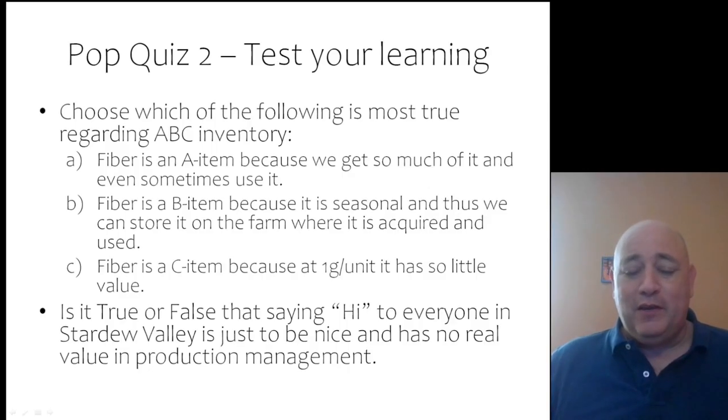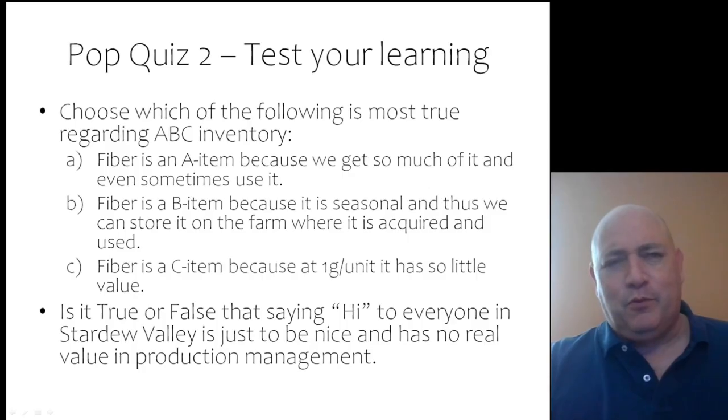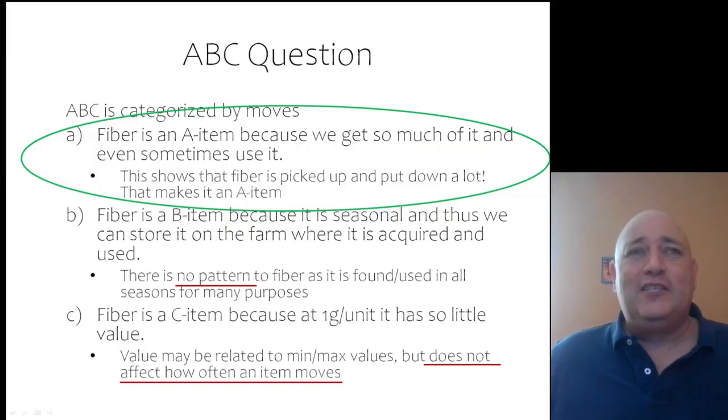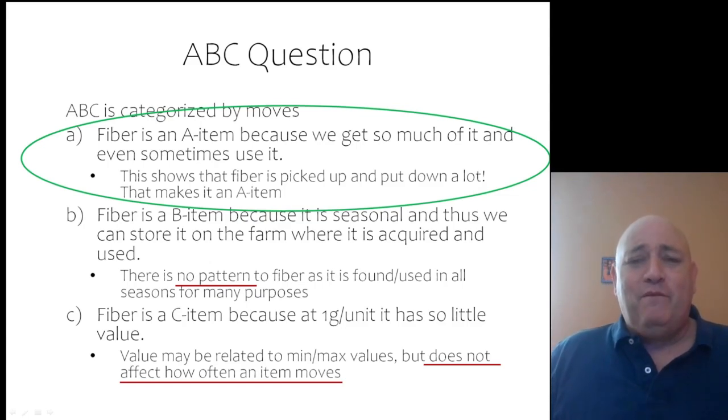So you probably have an opinion on this. I will get to the solution and the discussion. The discussion is more important than the solution. ABC, fiber is an A item because we get so much of it. This shows that we pick it up and put it down, and pick it up and put it down. And the reason for ABC, really, there's two parts of ABC. One is the stuff that you pick up and put down all the time. Find a good place to pick it up and put it down so it's not going to waste a lot of time. And the second thing is, let's use categories, because if we get to every single item, we are going to be dizzy.